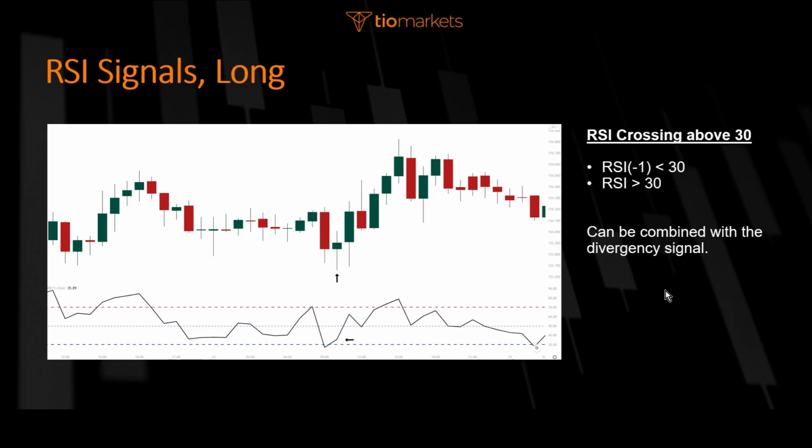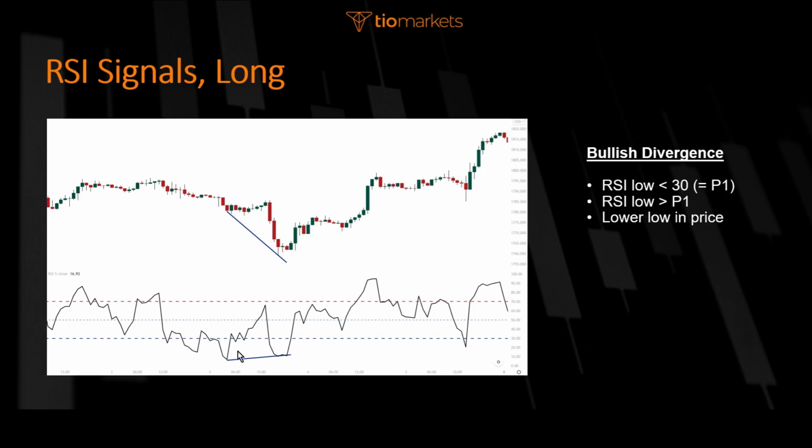Now you can combine this with the divergency signal if you want to. So basically you can look for divergencies and then for the RSI to move above the 30 level if you want further confirmation. But the market is a funny thing. The more you look for confirmation, the more you pay for it. Isn't it interesting? The more you are willing to accept risk, the lower is the price.